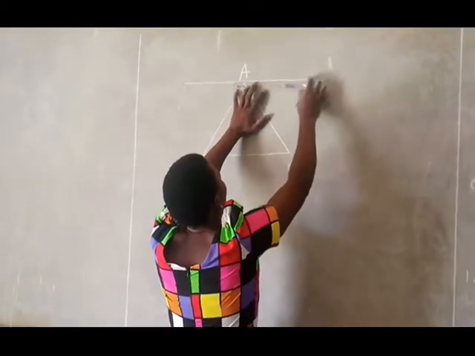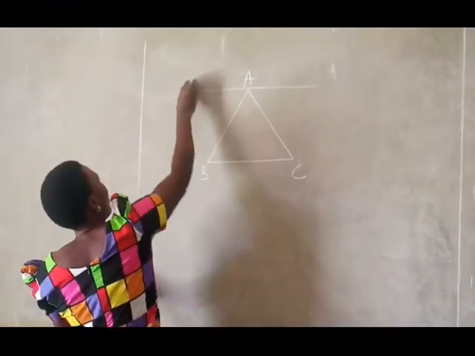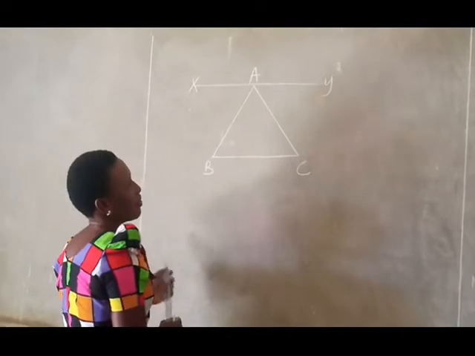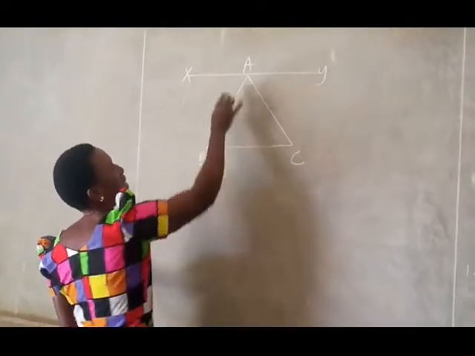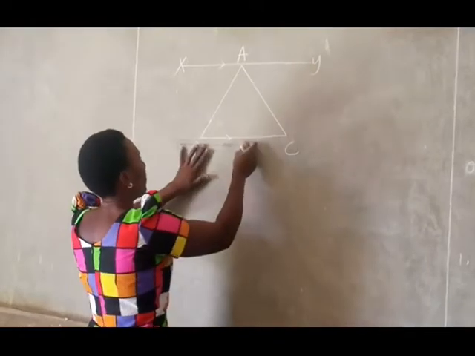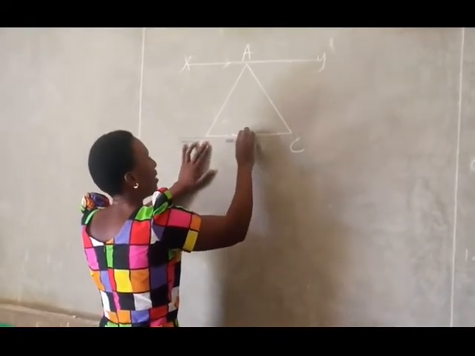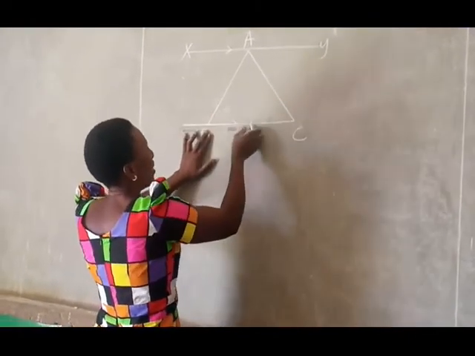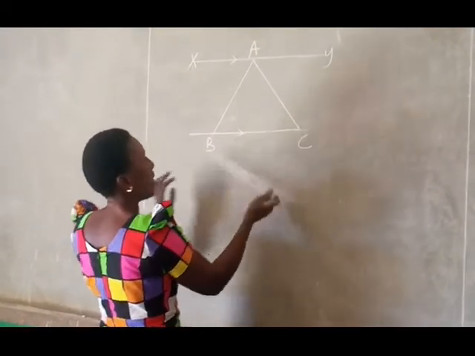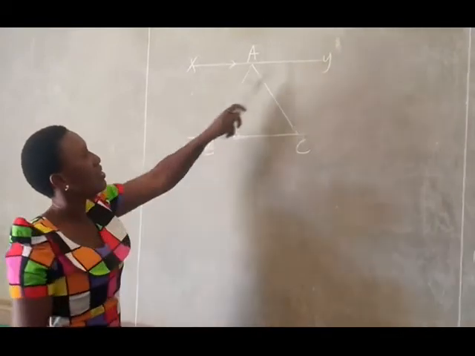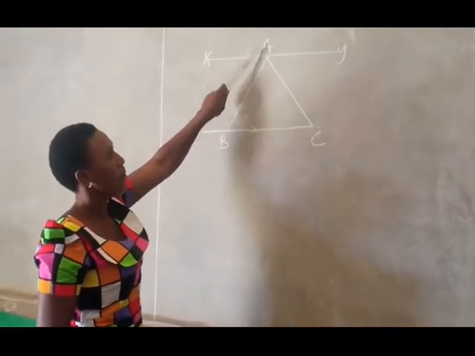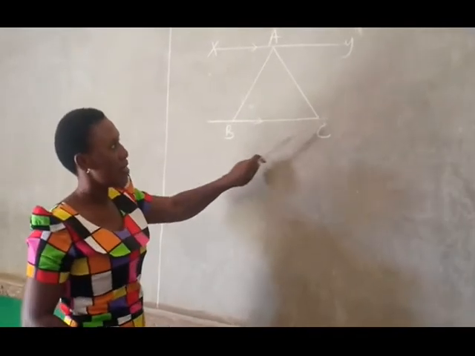We draw another line through angle A, we call it line XY. This line XY is parallel to line BC. As you can see here, I'm extending this line BC, and this line XY has been drawn through point A. It is parallel to line BC.